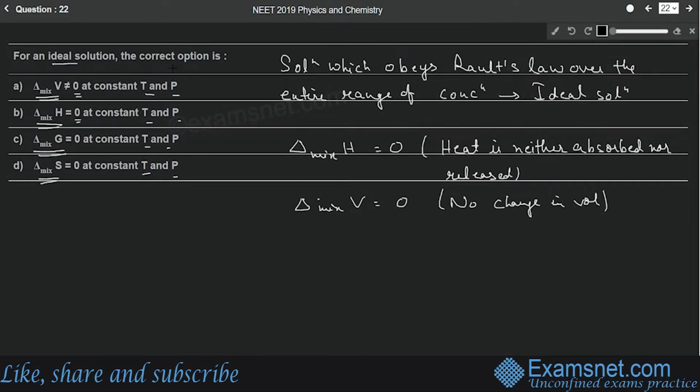Other things are that entropy change is positive, whereas the Gibbs energy change is negative. So here we can see that Gibbs energy is given as 0, so this cannot be correct. Entropy change is given as 0, so this also cannot be correct. Volume is non-zero, this also cannot be correct because it is 0. The only possible option is the second one, that is enthalpy change is 0 at constant temperature and pressure. So yes, this is the correct one. So option B is the correct answer.